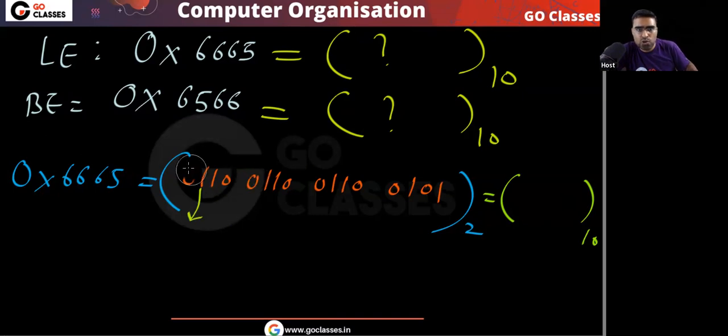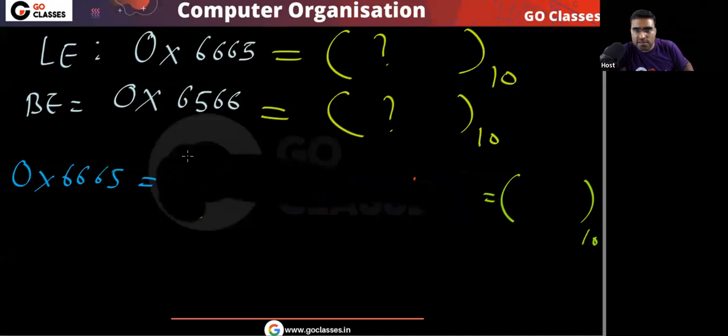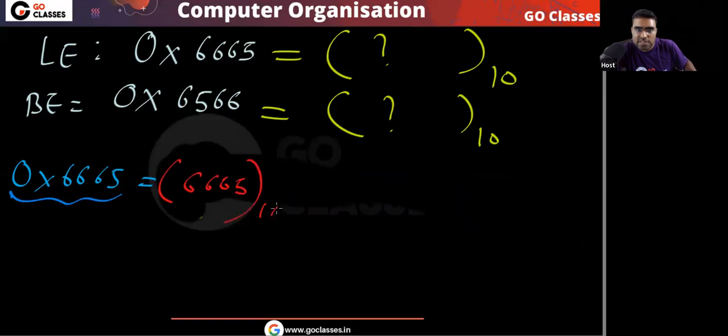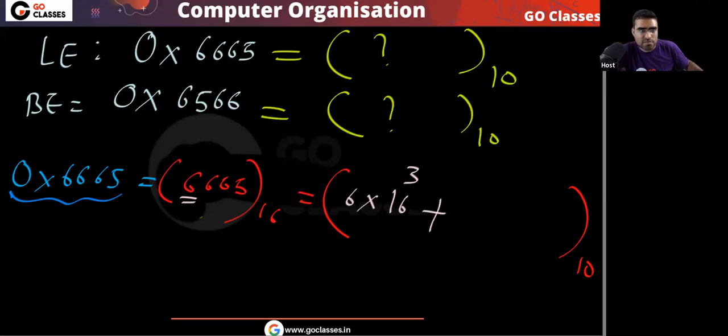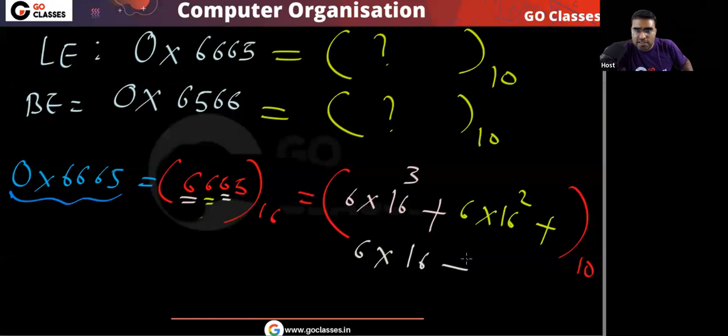Or what you can do? See, you don't have to convert into binary. You can directly convert this into decimal. This is base 16, 6665 in base 16. So in decimal, this is 6 multiplied by 16 power 3 plus 6 multiplied by 16 power 2 plus 6 multiplied by 16 and plus 5 multiplied by 16 power 0.